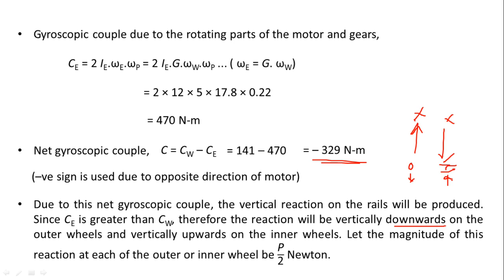Let the magnitude of this reaction at each outer wheel or inner wheel be P by 2, for each wheel, one wheel only. P by 2 equals C by 2x. Why? This gyroscopic couple equals P into x, where P is the load on each wheel and x is the width of the trolley. So P by 2 equals C by 2x. I don't want to go into detail again. This is just taking moments and then cross multiplying by x.